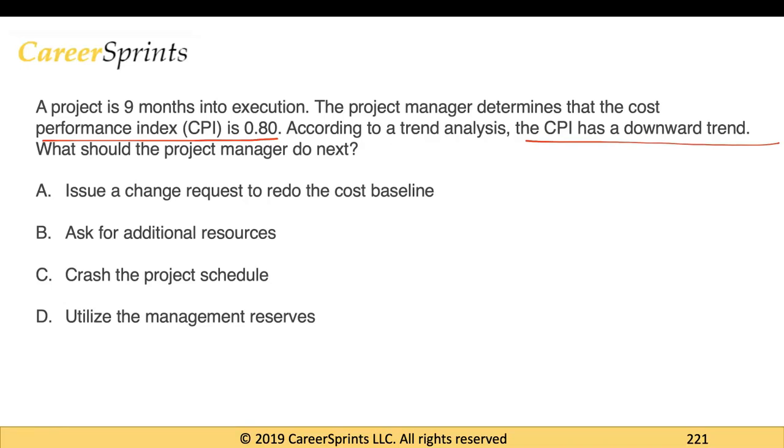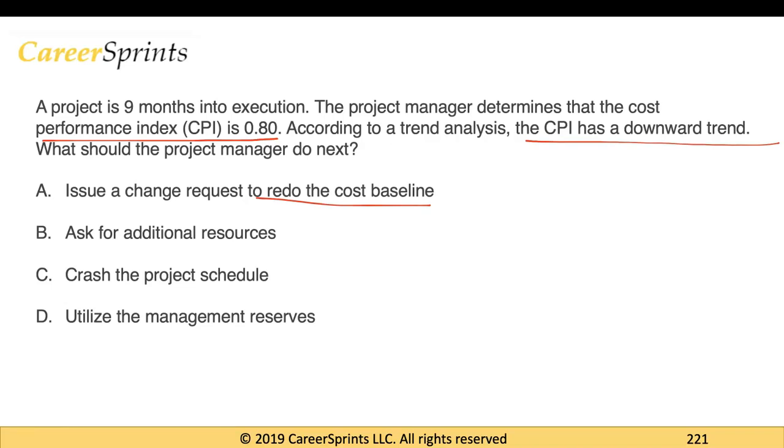So obviously, we are earning less money than what we are spending, and what should the project manager do next? So it gives you 4 options. It says issue a change request to redo the cost baseline. So it's asking you to redo the cost baseline. Then it's saying ask for additional resources, crash the project schedule, and utilize the management reserves. So let's look at all options.